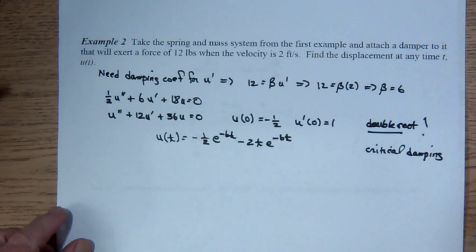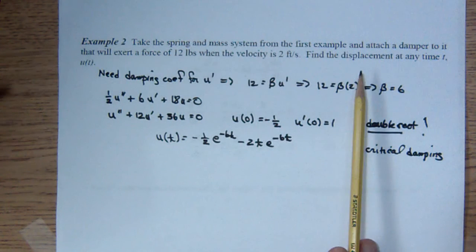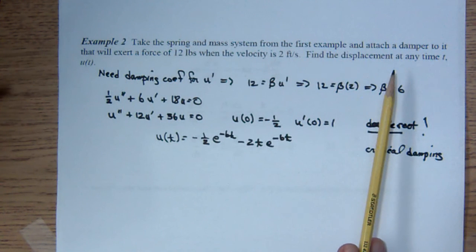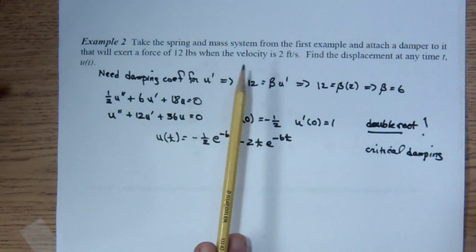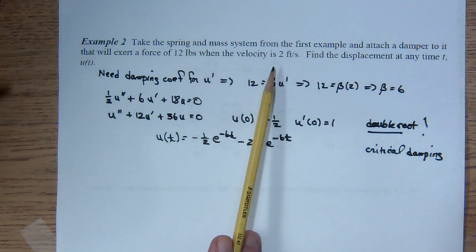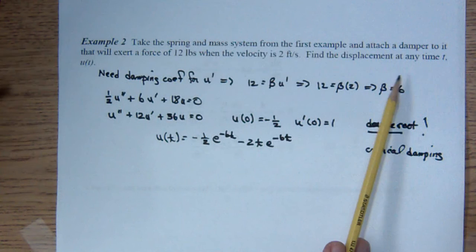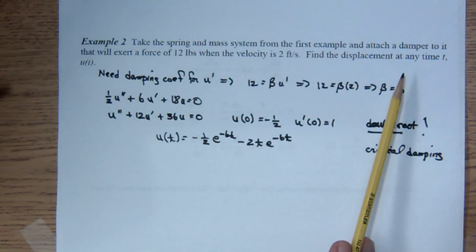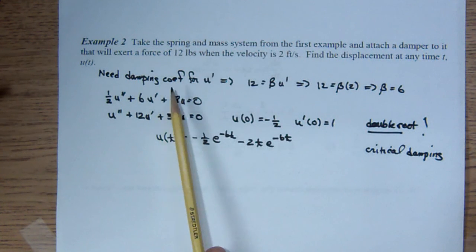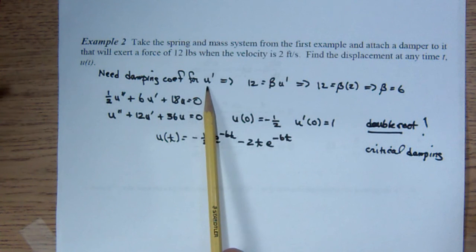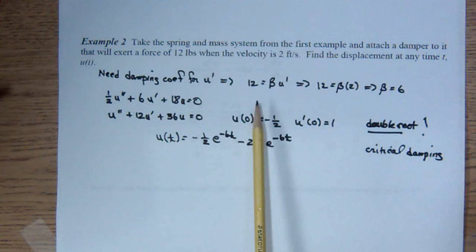Now, we are going to be efficient and take the spring and mass system from the first example, but we're going to attach a damper to it that will exert a force of 12 pounds whenever the velocity is 2 feet per second. Then we want to find the displacement at any time t, and we're calling that u of t. So what we really need to do is find the damping coefficient for u prime, and we have the information that allows us to do that.